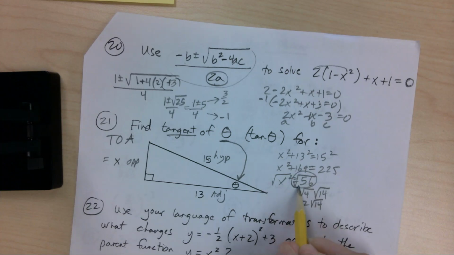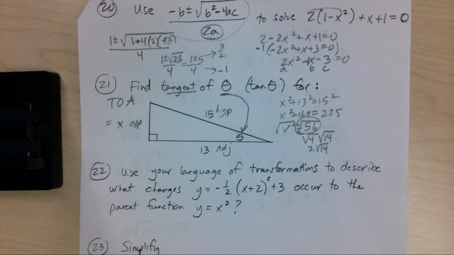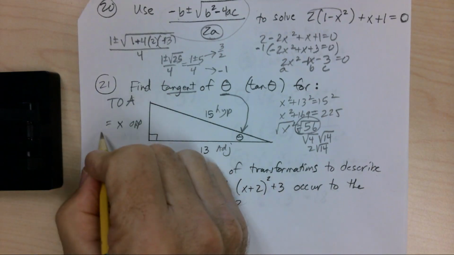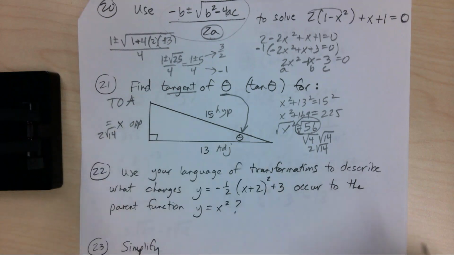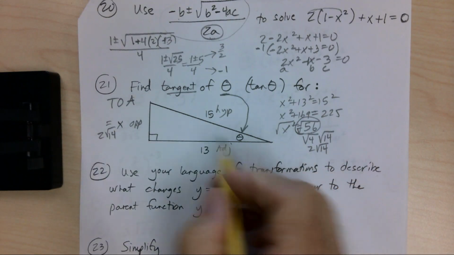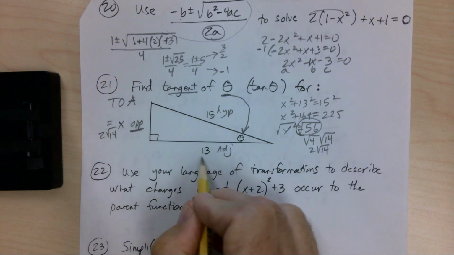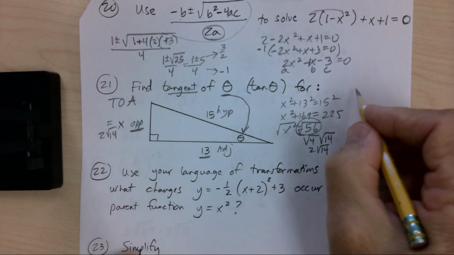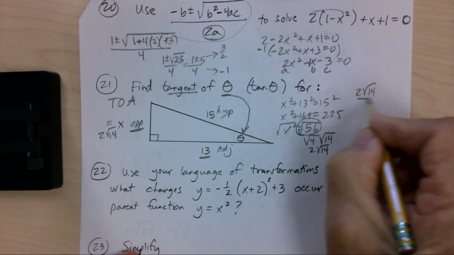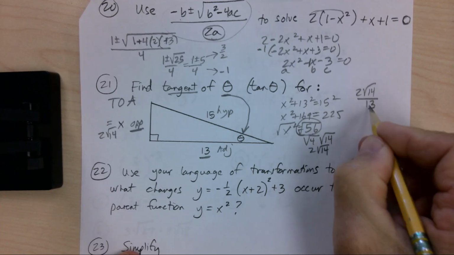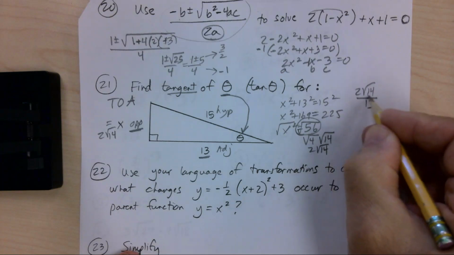Sometimes pre-calc breaks this down, sometimes it doesn't. So that's a little frustrating for you guys, I know. But now we know this is 2 square root of 14. Well, what is tangent? Tangent is defined by opposite over adjacent. So that'd be 2 square root of 14 all over 13. There's nothing I can reduce here, nothing I can reduce there.